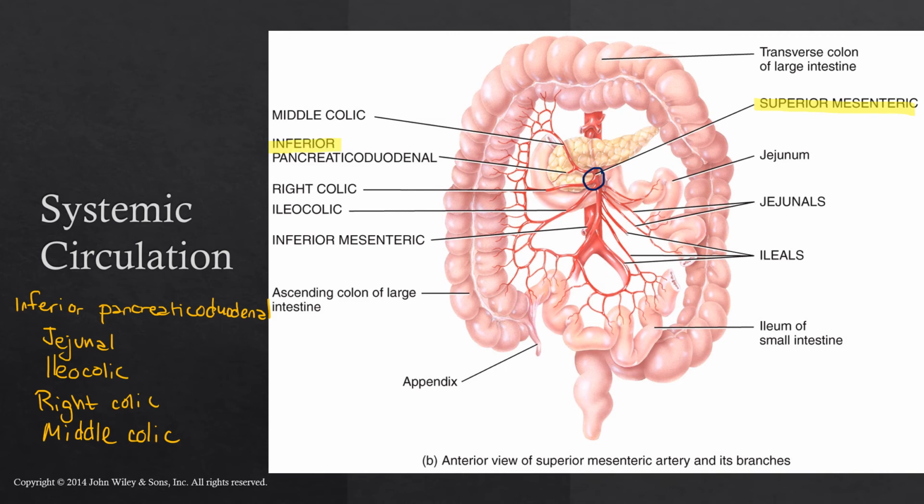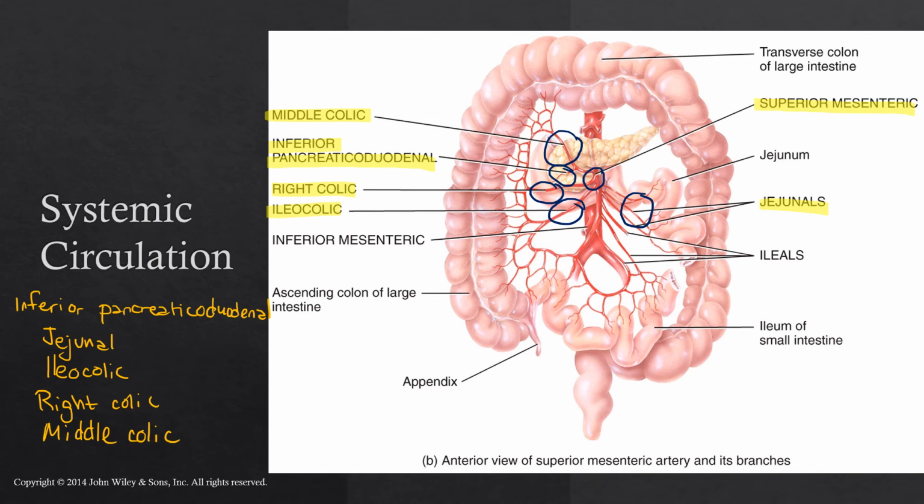First one, the inferior pancreaticoduodenal. Also the jejunals, first one is there. Jejunals are going to be here. The ileocolic is right here. Next we have the right colic, which is then this one, and then also the middle colic, which is this branch up here.